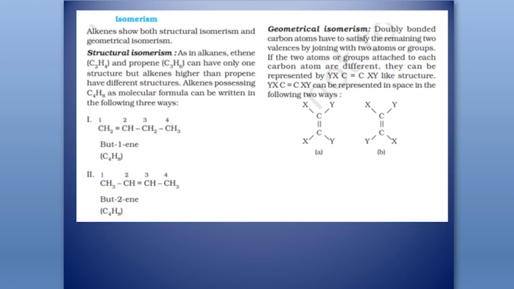Next come to geometrical isomerism, which is cis-trans isomerism. If two alkyl groups are on one side, this is cis isomer, and if two alkyl groups are in opposite directions, these are trans isomer.